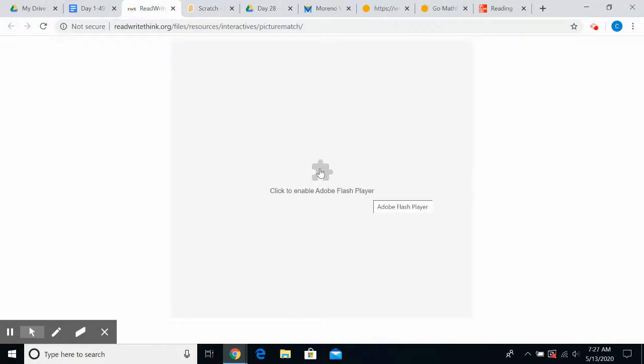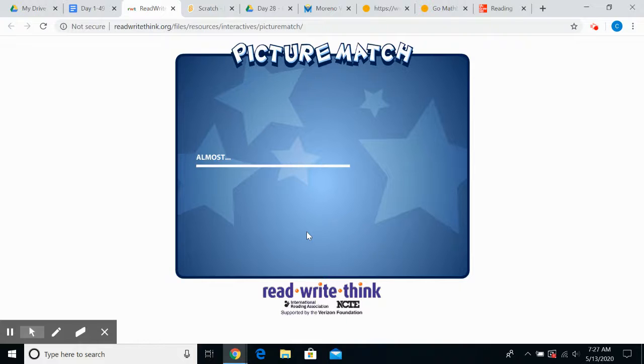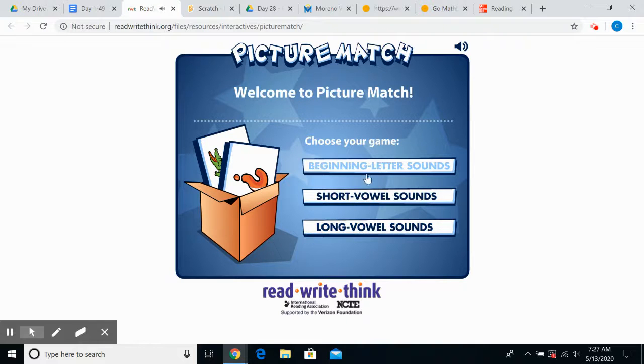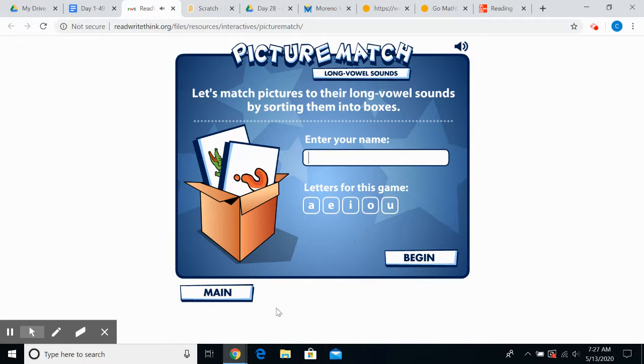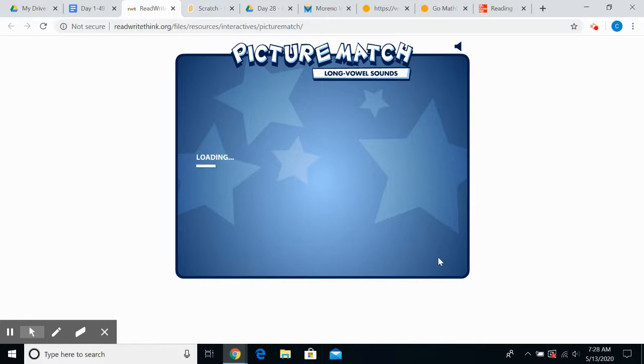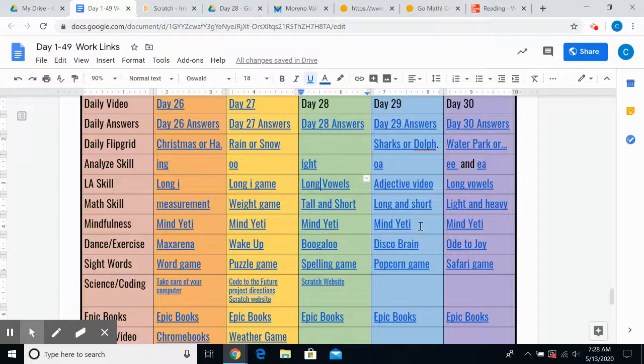Today, there's a read, write, think activity. Sometimes this might come up. You just have to say allow. And you're going to pick long vowel sounds right there. You don't have to put your real name in. Let's see if I can make it be quiet. Here we go. So you don't have to put your real name. I don't usually put my real name. Just even put a number for your name. We're learning about I this week. But it'll show you all the long vowel sounds. So there's a game right there that you can play.